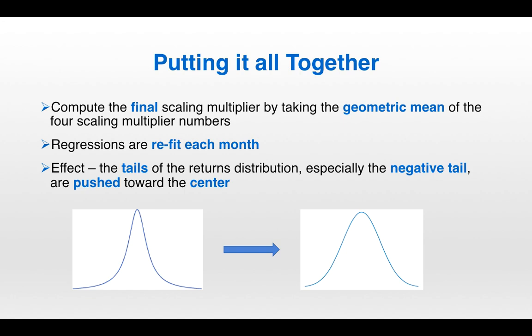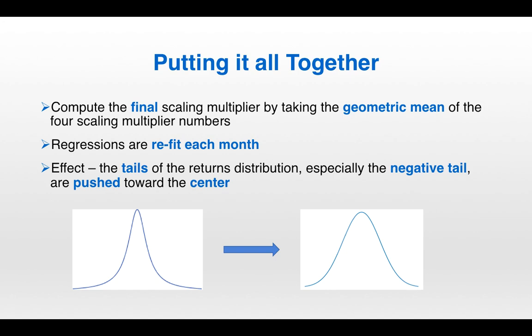All right, so putting it all together. As I alluded to earlier, we're going to be doing some averaging. So we compute the final scaling multiplier by taking the geometric mean of the 4 scaling multiplier numbers. We're going to refit our regressions each month. And the desired effect of all this scaling is that the tails of the returns distribution, especially the negative tails, what we're concerned about, are pushed toward the center.